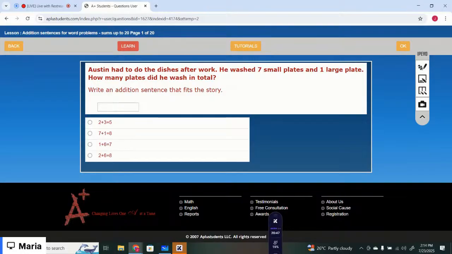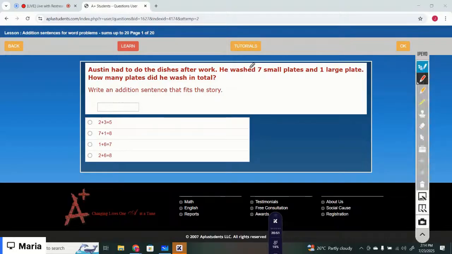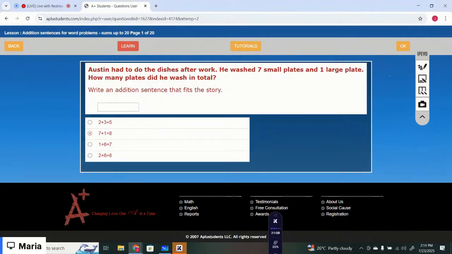Austin had to do the dishes after work. He washed 7 small plates and 1 large plate. So let's just add 7 plus 1. 7 plus 1 makes 8. Option number 2 is the correct option.